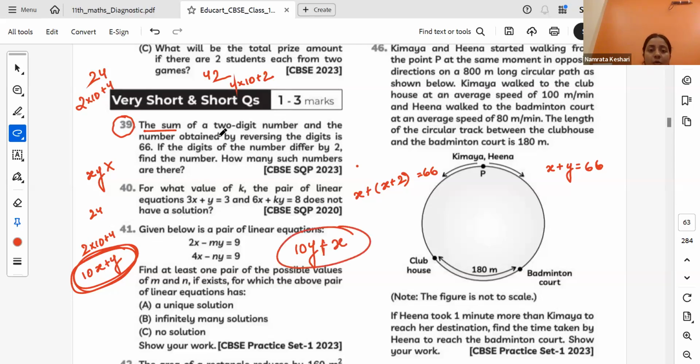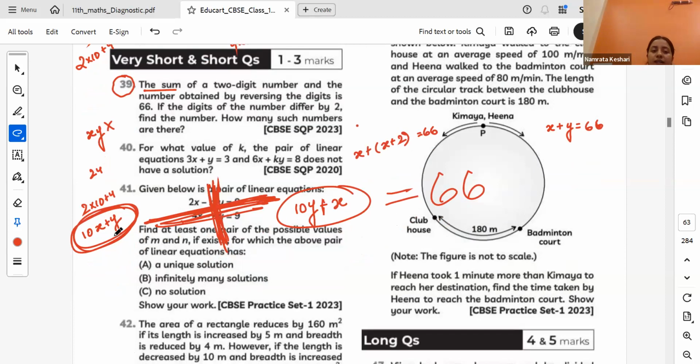Okay, it says the sum of the two-digit number and the reverse form, the sum of these two circled ones, that is 66. Yes or no? Yes, ma'am. Okay, let's try simplifying this one.